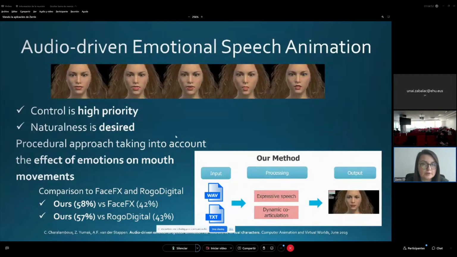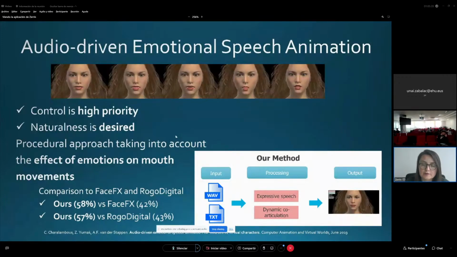We wanted to develop a speech-driven or audio-driven speech and lip-syncing animation method, taking into account the emotional signal analysis in the audio. So our goal was to create natural characters, but to keep control as a high priority, because we want to use these characters in games.